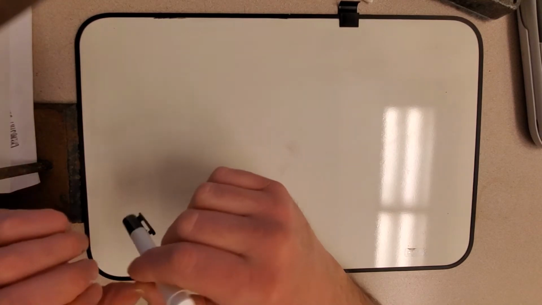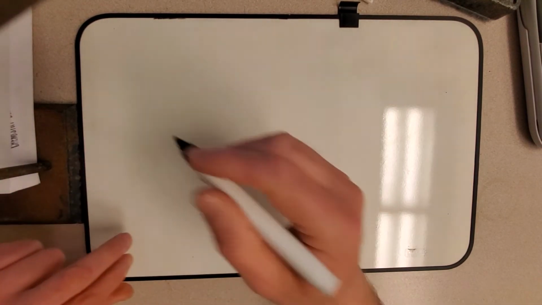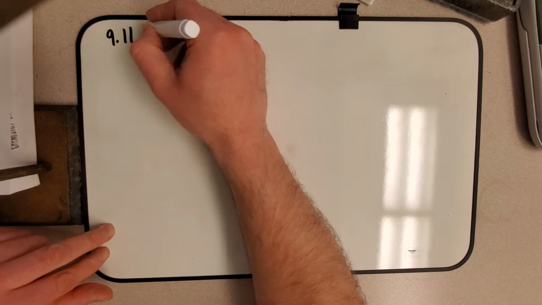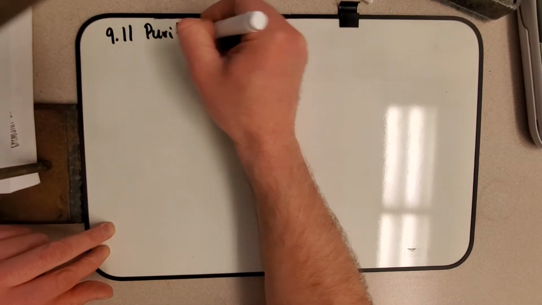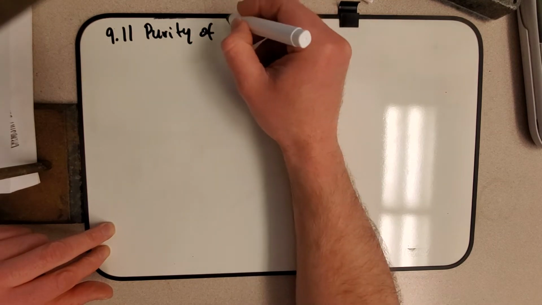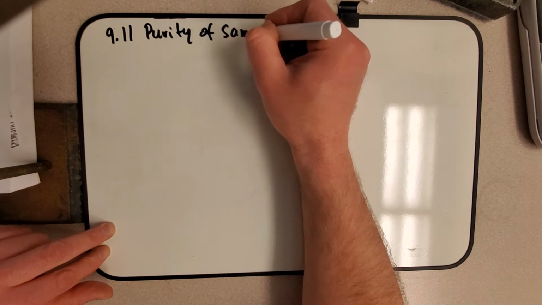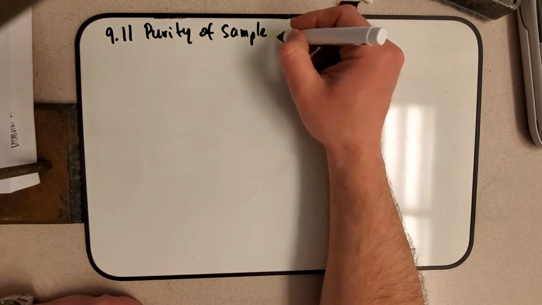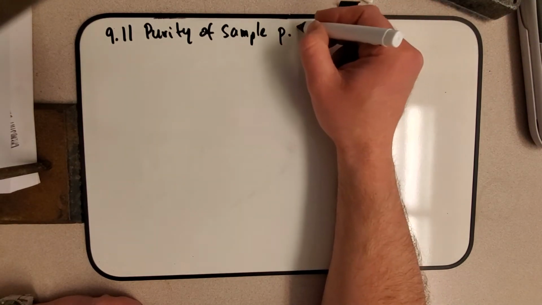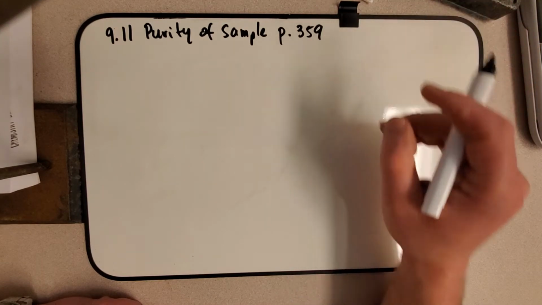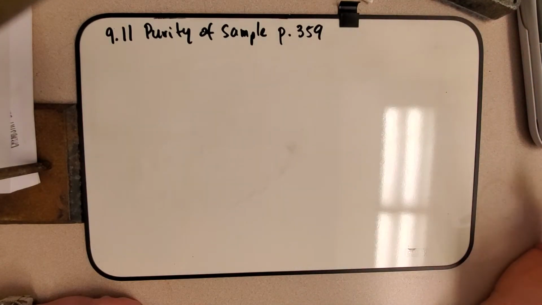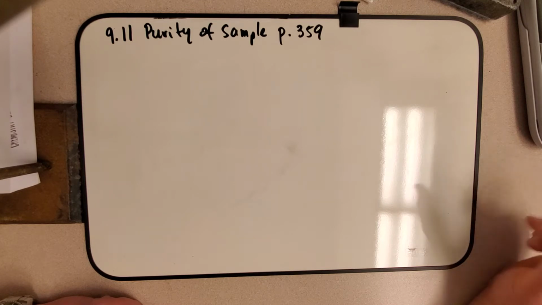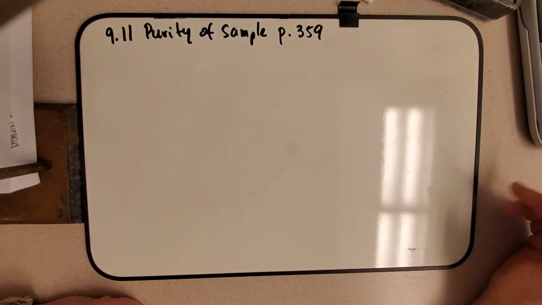Alright guys, so our next part of the chapter is 9.11 and it's called Purity of Sample. In our textbook, I'm on page 359.